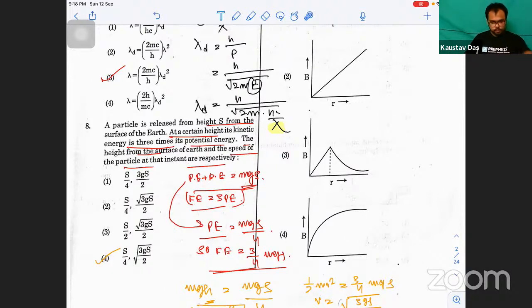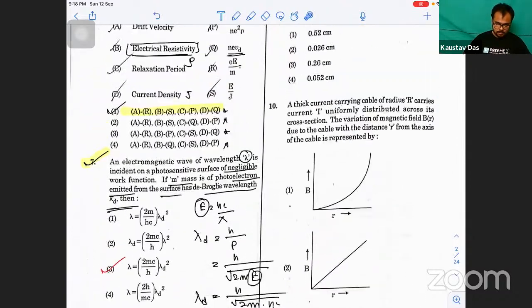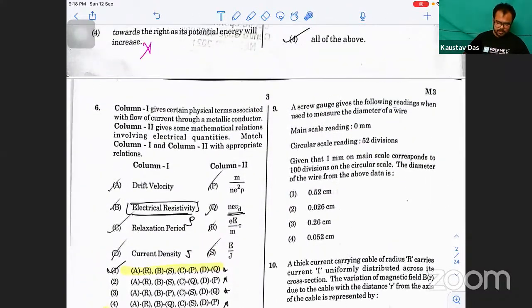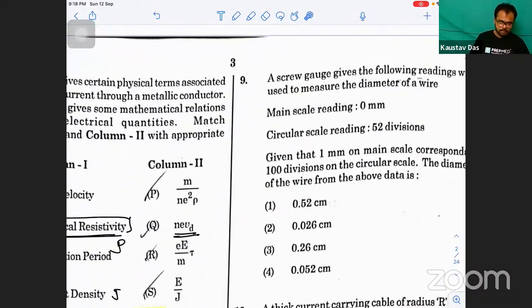Now let us come to question number 9. I'm going towards question number 9 as per our calculations. Let's see what we have as the answer. It's pretty simple. I don't think it's going to require so much time.